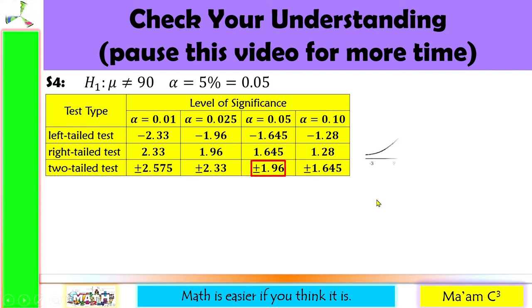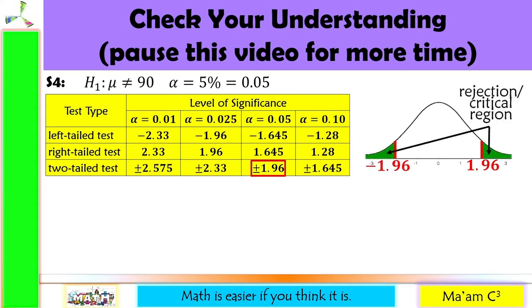Let us sketch our curve. Locate positive 1.96, that is right before 2. Label that. This is two-tailed. We're going to do the same thing on the left. Negative 1.96. Shade the tails of the curve. These are our regions of rejection.